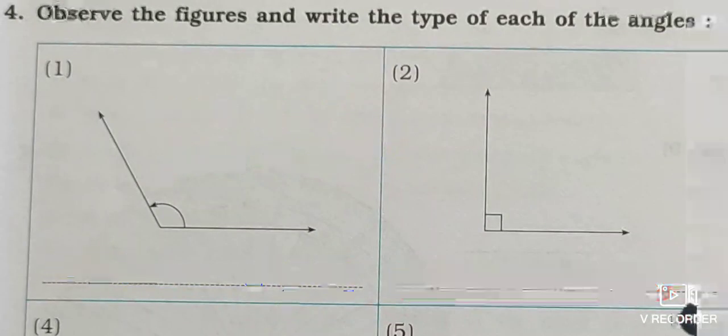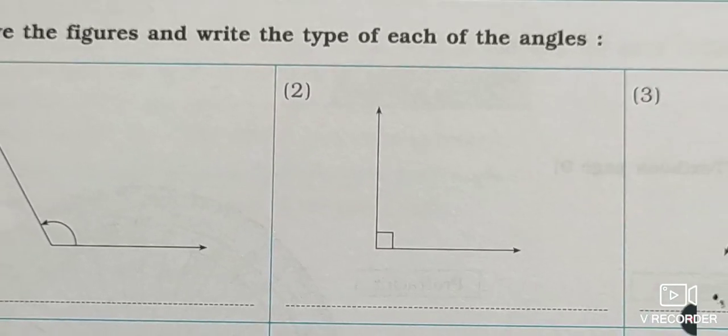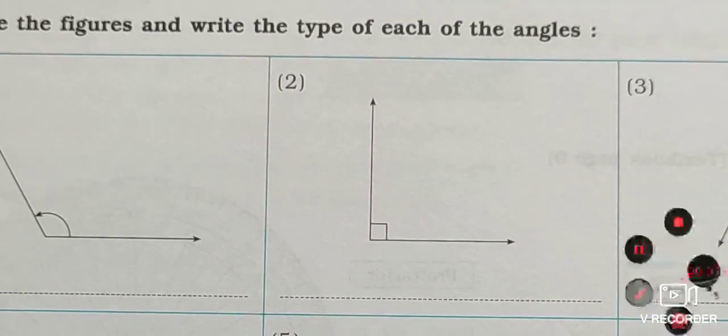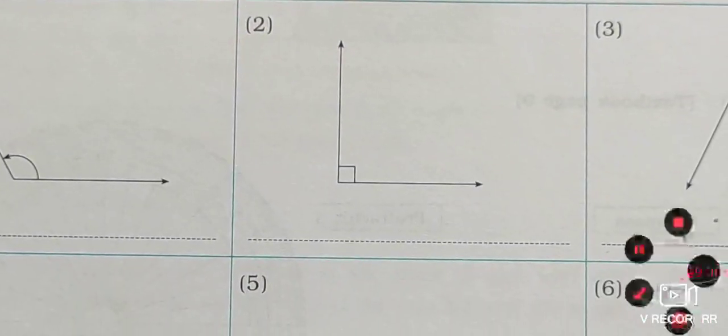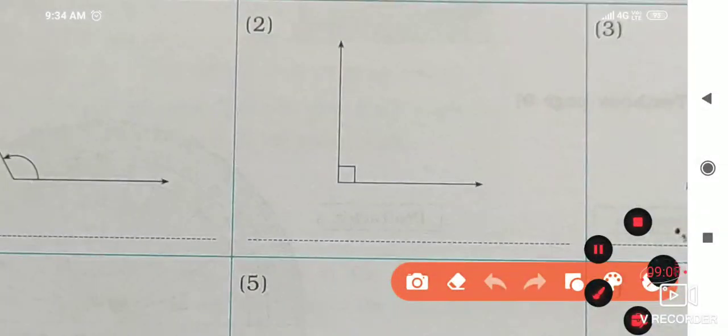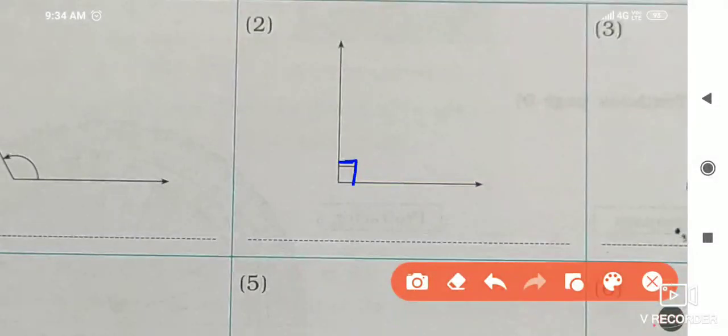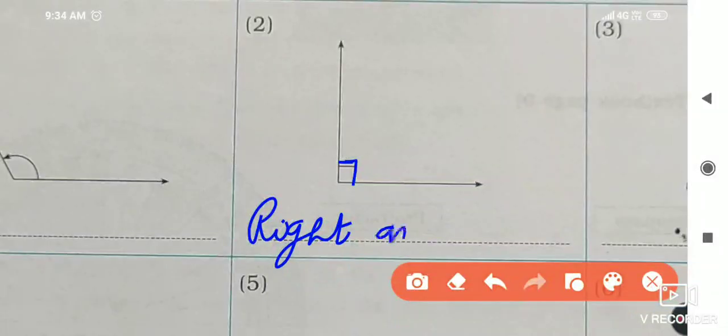Now the second, if you see this, its measure is exactly how much? 90 degrees. This is the sign when we are showing a 90 degree angle: this type of box we have to show on the vertex. So this angle is which type of angle? This is a right angle.